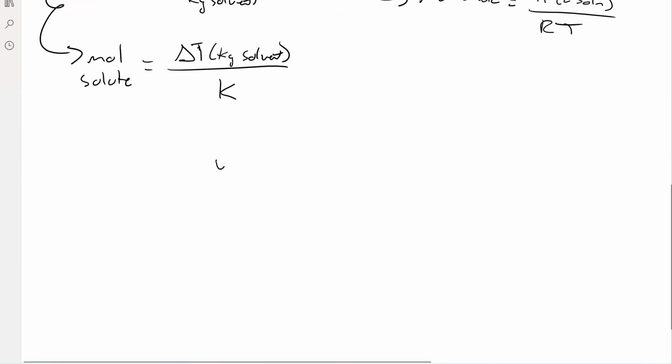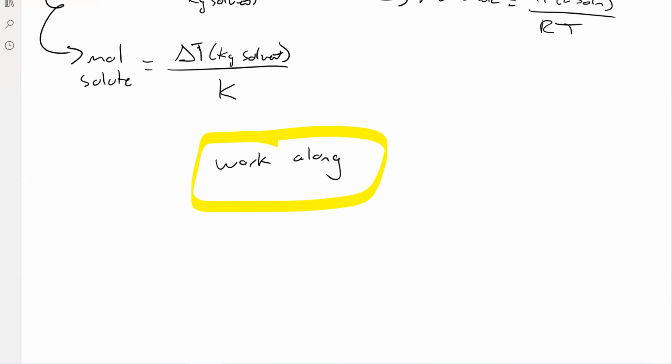So definitely check out the worked examples along. These problems can be a little bit tricky, but do a couple of them and it shouldn't be too bad.